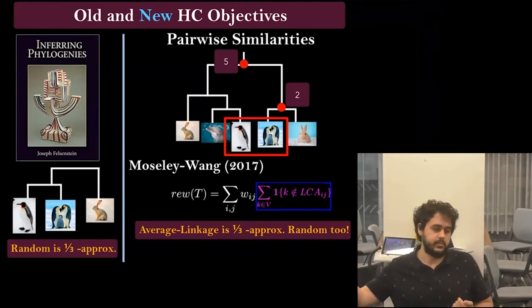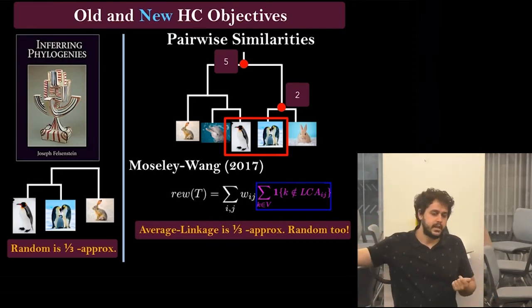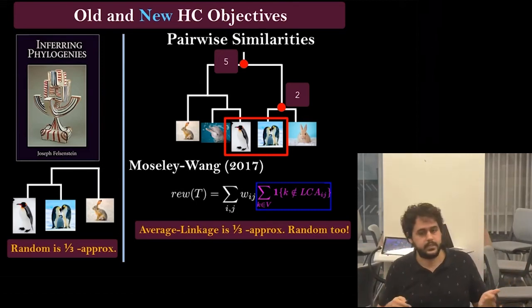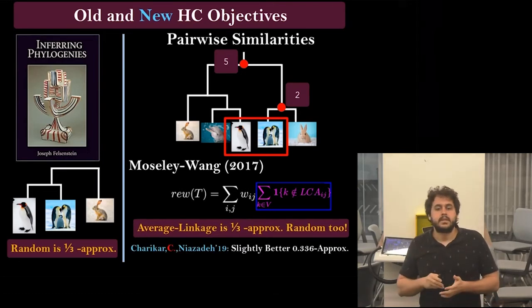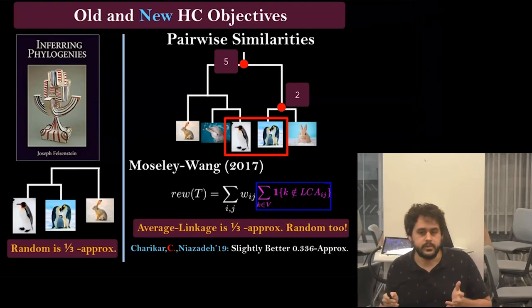And this goes back to the triplet formulation. Because between i, j, and k, there is a 1/3 probability for k not being the LCA. And actually, for this objective, we were able to slightly beat random.